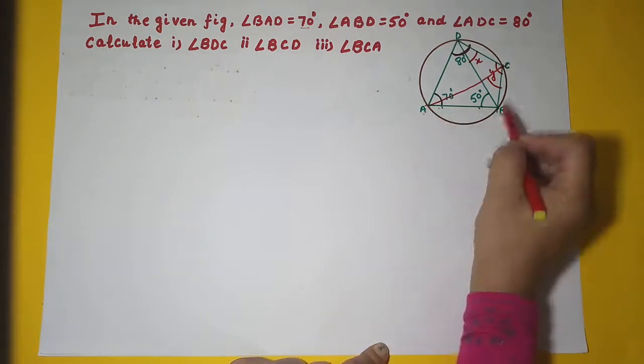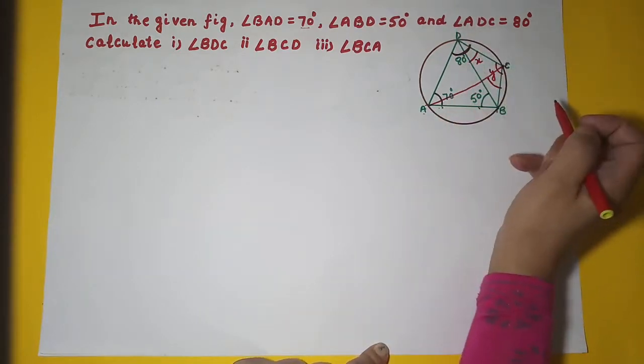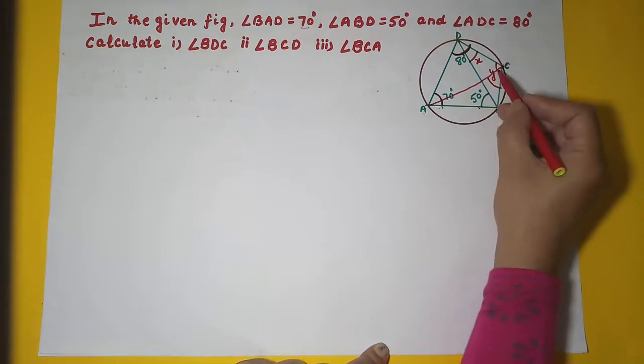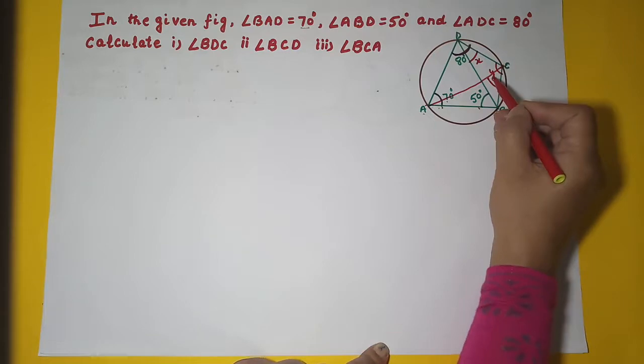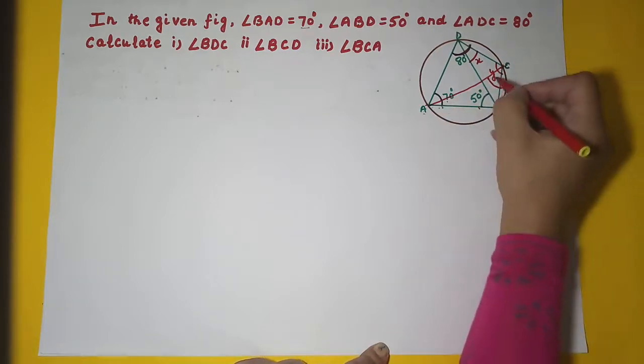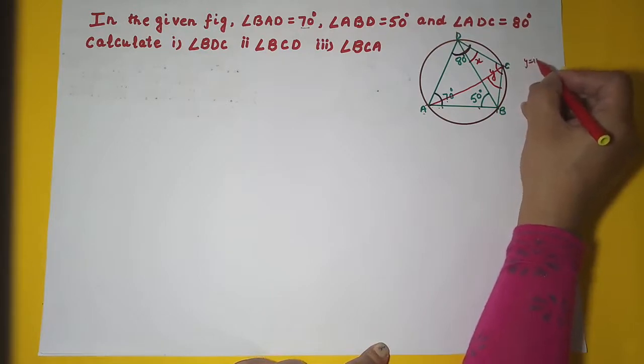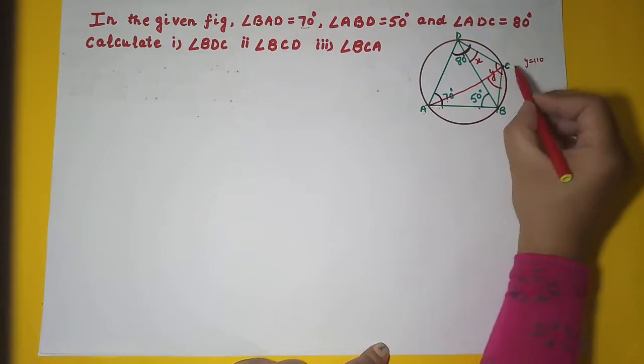Now, ABCD is a cyclic quadrilateral, fine. So we can calculate Y directly. How? 70 plus Y is 180, opposite angles of a cyclic quadrilateral. So we got Y as 110, right? So Y is there.